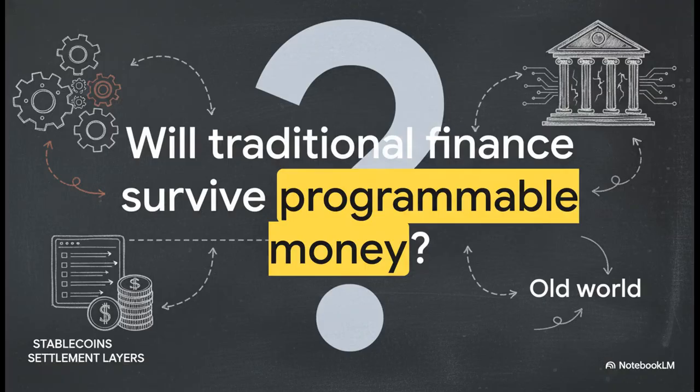So I'll leave you with this final thought to ponder. We've just proven, step by step on the chalkboard, that stablecoins are acting as the automated clearinghouses and settlement layers of a totally new financial internet. As these complex engines continue to scale, how will the old world of finance survive the shift to programmable money?